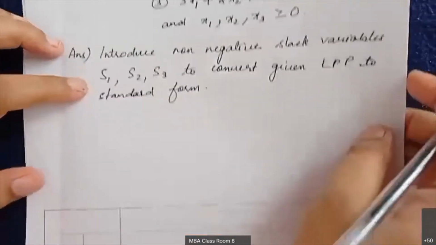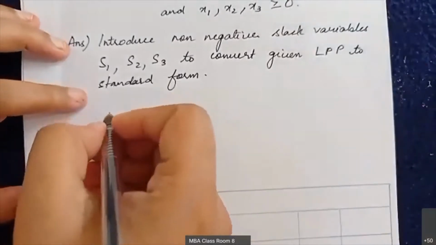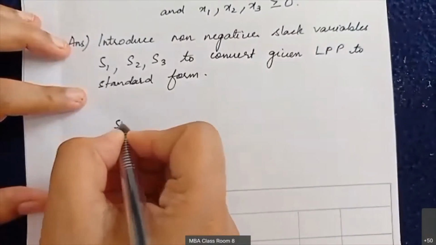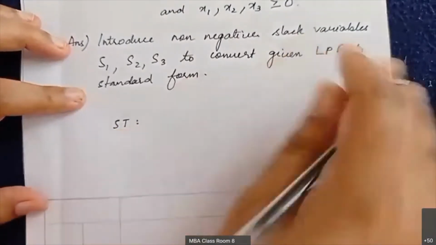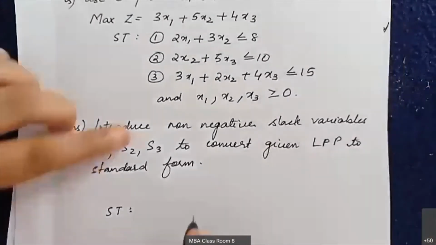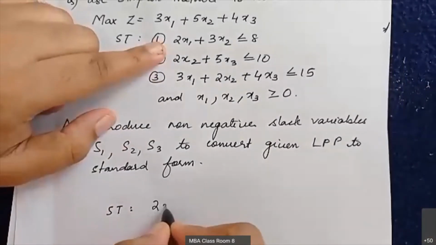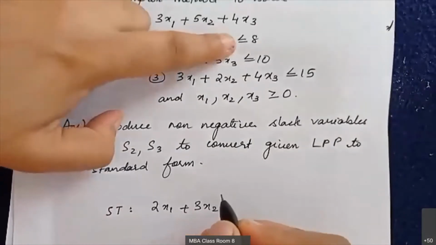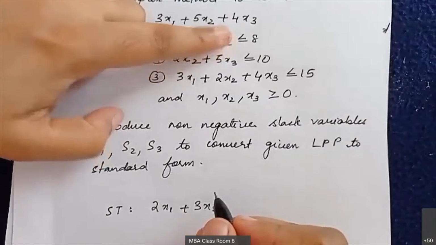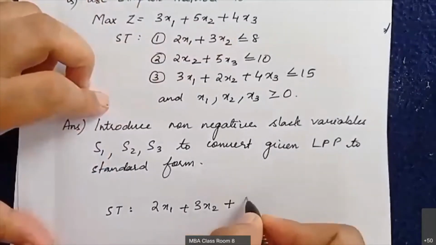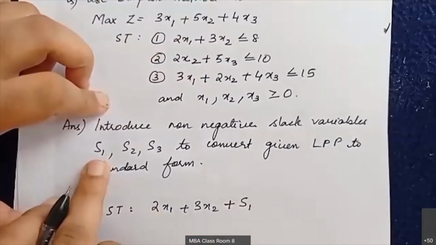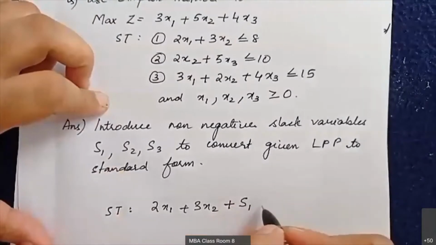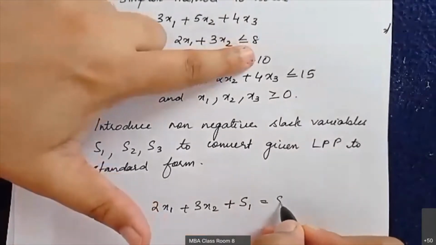So my maximization equation will become, first of all, I'll write the constraints, subject to constraints. What were my constraints? The first one was 2x1 plus 3x2. Instead of less than or equal to, I'm changing the inequality by adding a slack variable, the first slack variable S1. I'm adding S1 here, is equal to, the constant is 8.